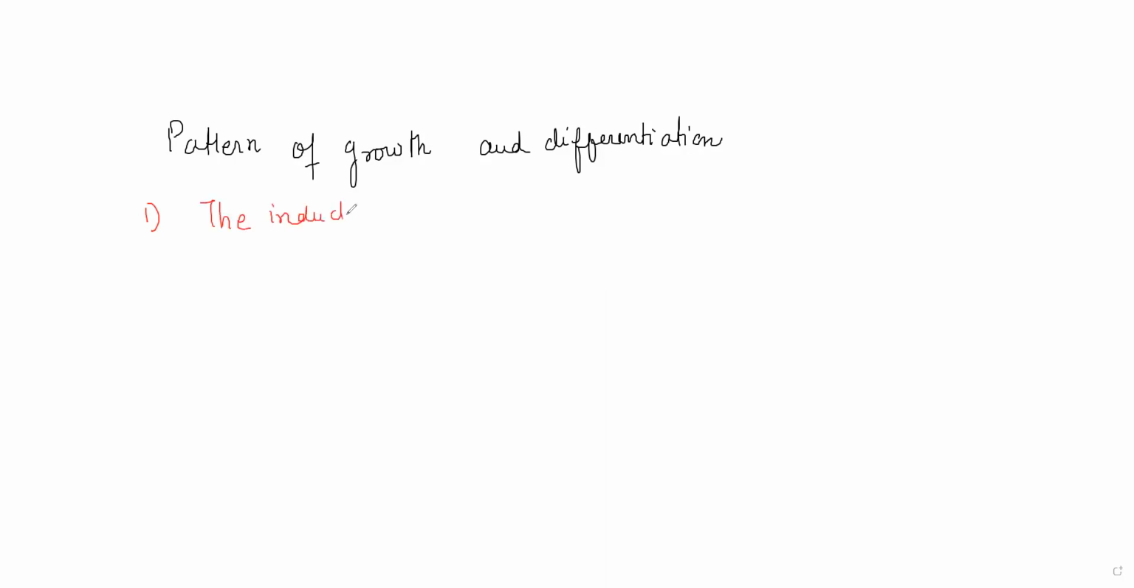Okay. Now let us discuss the pattern of growth and differentiation. A typical unorganized plant callus, which is initiated from a new explant or a piece of a previously established culture, has 3 stages of development. So we will be discussing these 3 stages. The first is the induction of cell division.